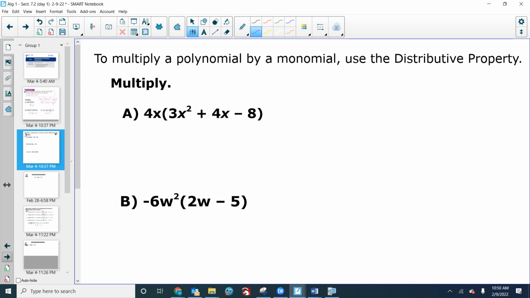All right. Do you guys remember distributing property, right? I have this term outside. How many terms do I have inside? Okay, so it's really like 3 little problems. I'm going to multiply that times that, 4x times that 4x, and 4x times that negative 8. Okay? So, let's brainstorm together.